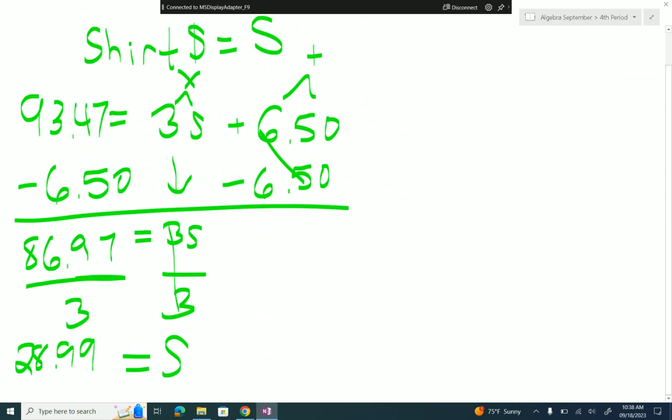So he had a little treat yourself day. Yeah, the shopping one. So he went out. He spent $93.47. We know he bought 3 shirts for some amount and paid $6.50 for lunch. We got rid of the lunch, divided that shirt cost by 3, and got each shirt is equal to $28.99.